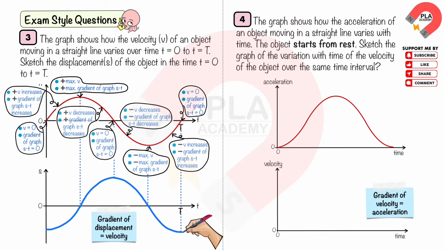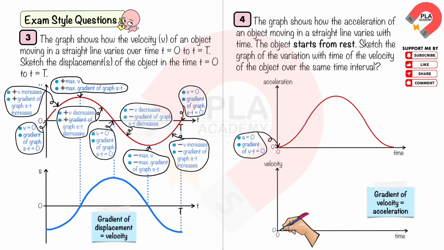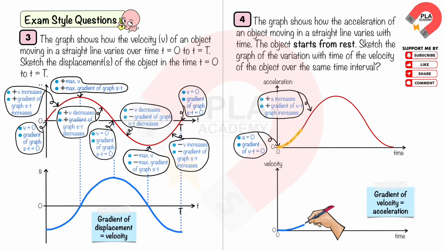Recall that the gradient of velocity time graph is acceleration. At this point, the acceleration is 0, so the gradient of velocity time graph is 0. In this section, the positive acceleration is increasing, so the gradient of velocity time graph is positive to increase.